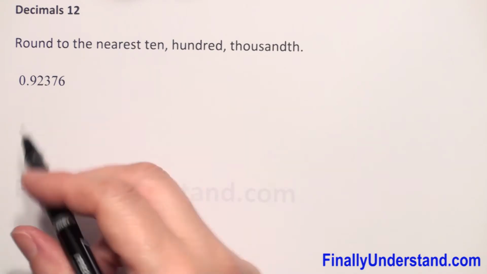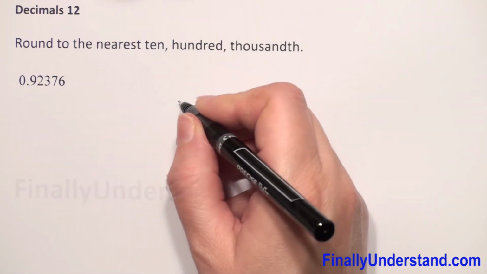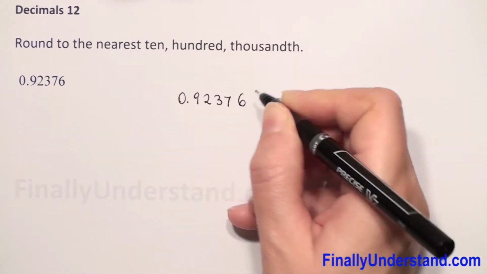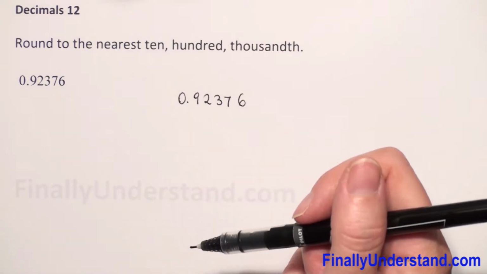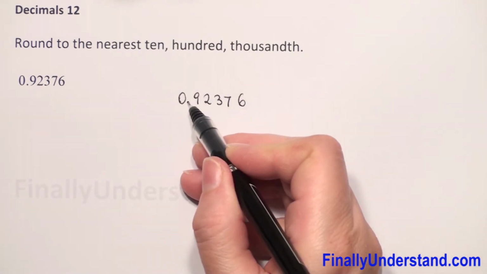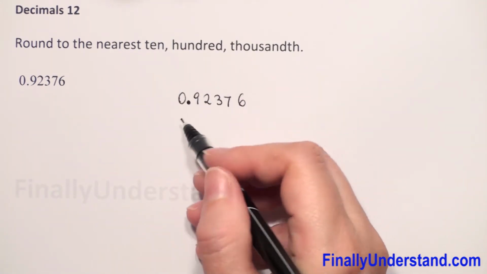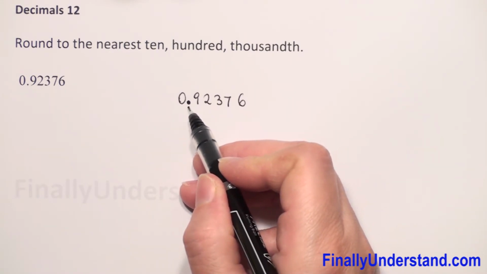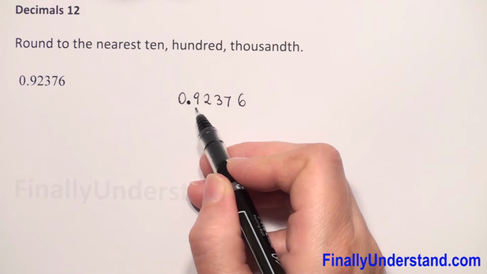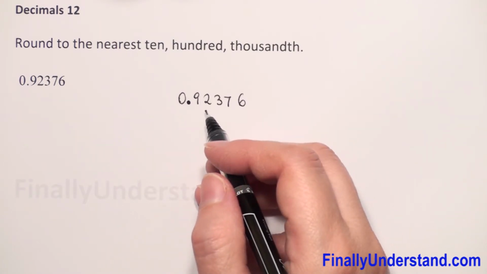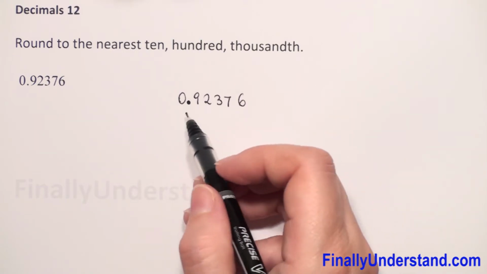So first let me rewrite our example. We have 0.92376. We need to round our number first to the nearest 10. We know that the decimal point is always between ones and tenths. When we move to the right from the decimal point, each position is 10 times smaller.